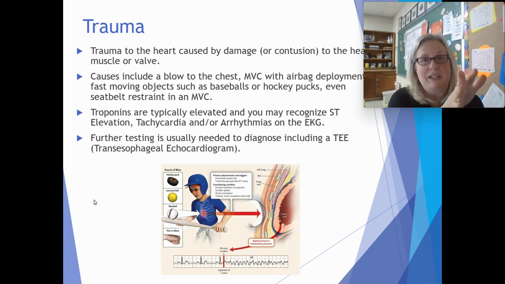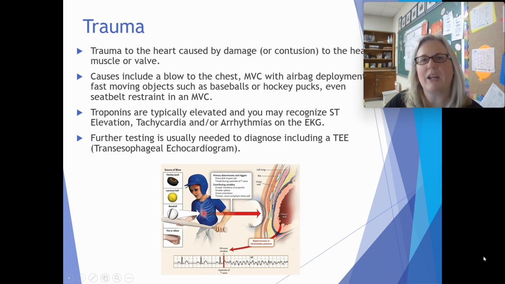The football player recently that went into cardiac arrest on the football field got hit in the chest with a helmet so hard that it stopped his heart, and he went into cardiac arrest. So if it's hit just right, it can knock it right out. Crazy, I know. It's like a shock, basically.